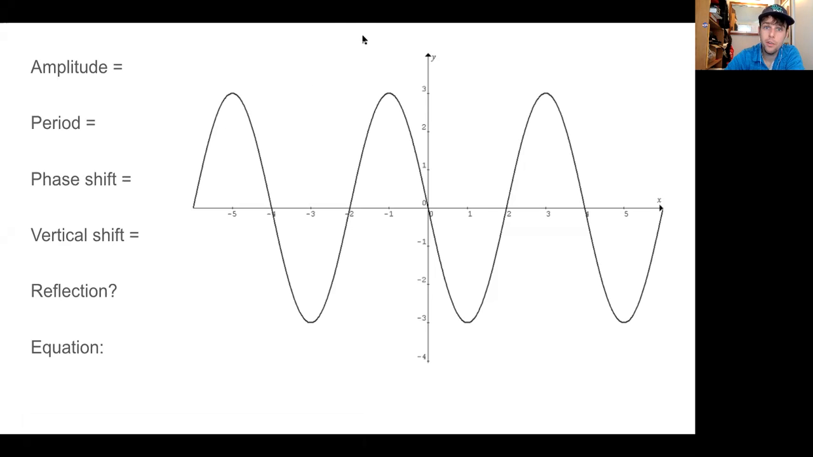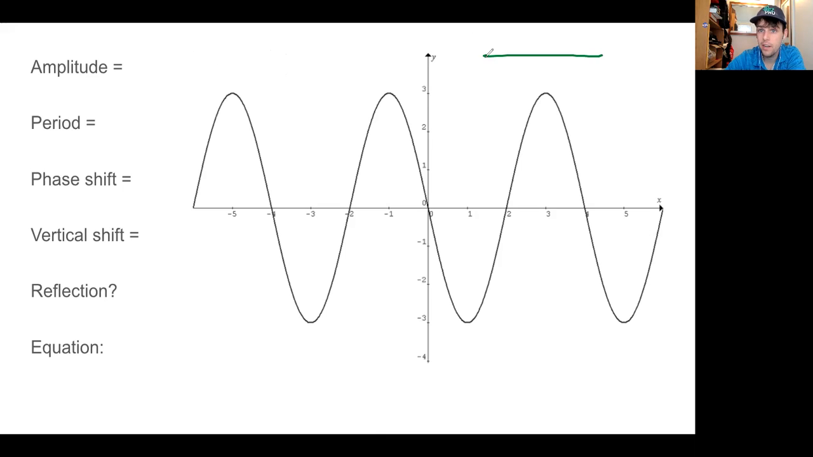Okay, so first off, here's what we need to do. We need to take a look at this and make a decision for ourselves of whether we're going to be writing this equation in terms of sine or in terms of cosine. And then we need to identify a cycle of either sine or cosine to use in order to write the equation. So I'm going to go ahead and do this in both ways real quick. I'm going to first choose sine.